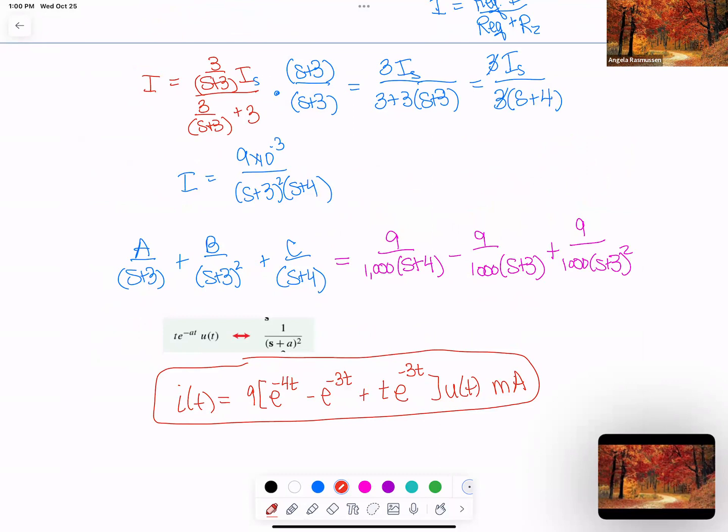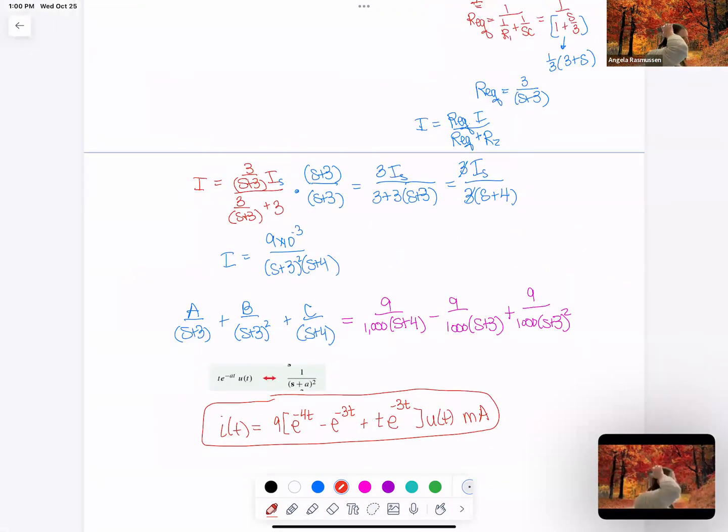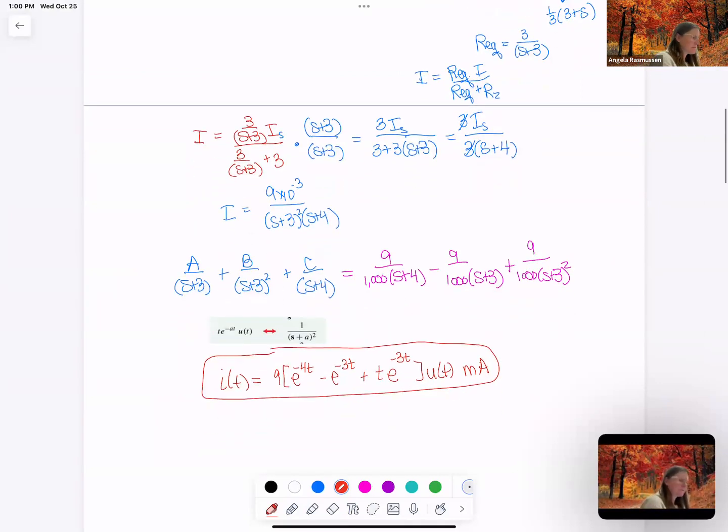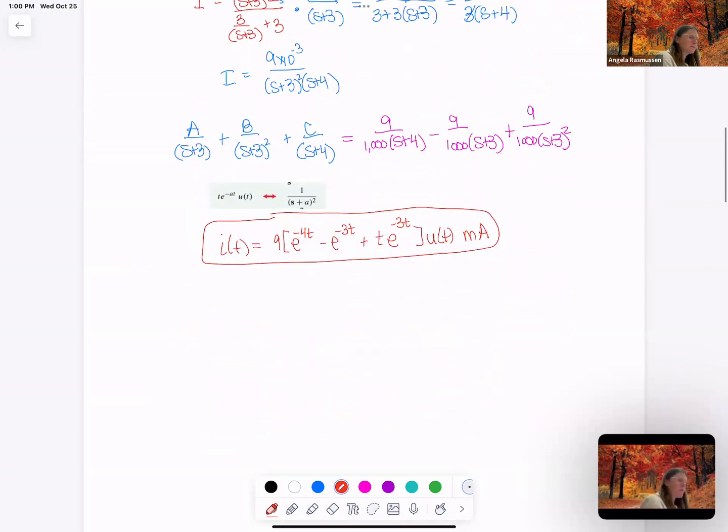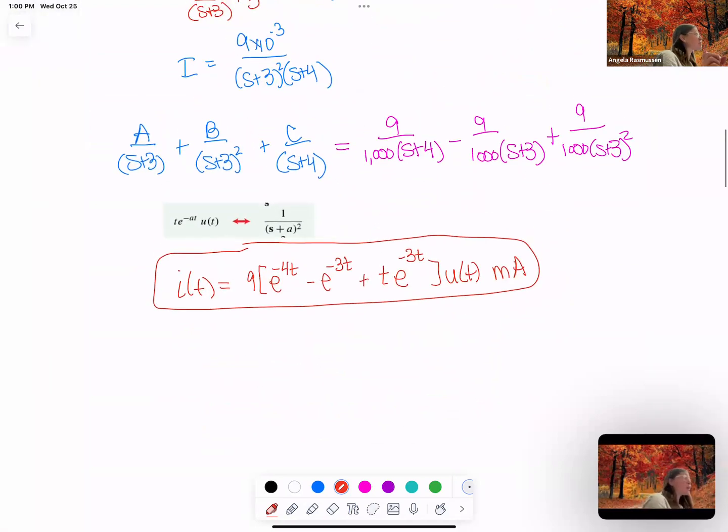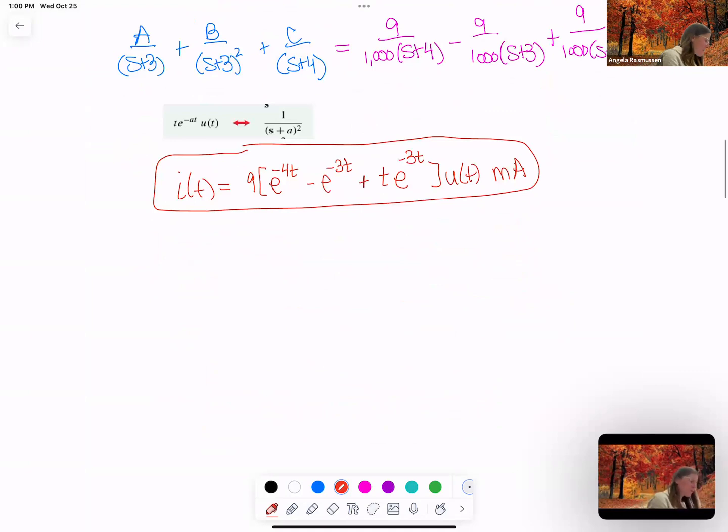Okay, questions? I did have a question. Yeah. How did you get that -9 for your S plus 3 term? So I used Wolfram. Yes, I used Wolfram, but if you wanted to do it by hand, we can go through that.